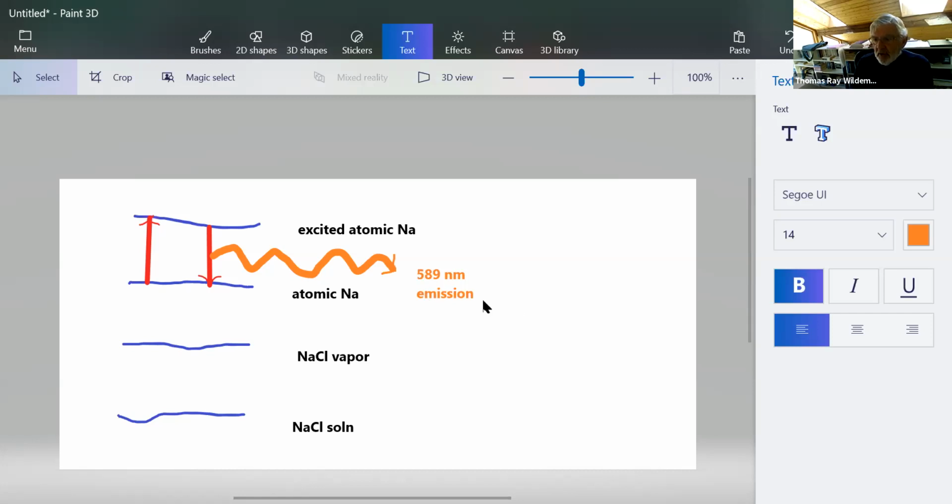Well, let's explain what has to happen to get that orange excitation from sodium chloride. You're going to start out perhaps with a sodium chloride solution. Then you have to put in enough energy to get it into a sodium chloride vapor right here.